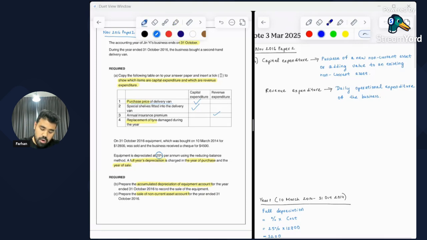Okay, all right. So for part A, just to simplify, capital expenditure again is when you buy a new non-current asset or you add value to an existing non-current asset, and revenue expenditure refers to the day-to-day operational expenditure of the business, which also refers to all the expenses that a business incurs.